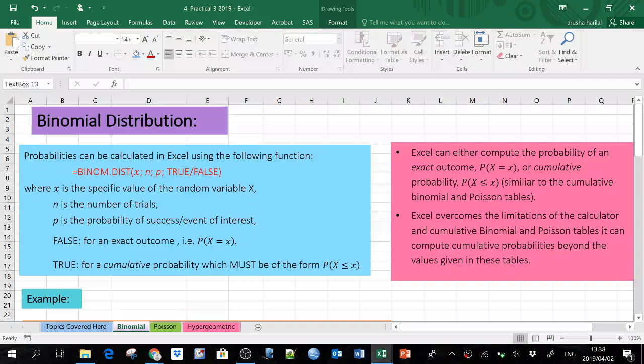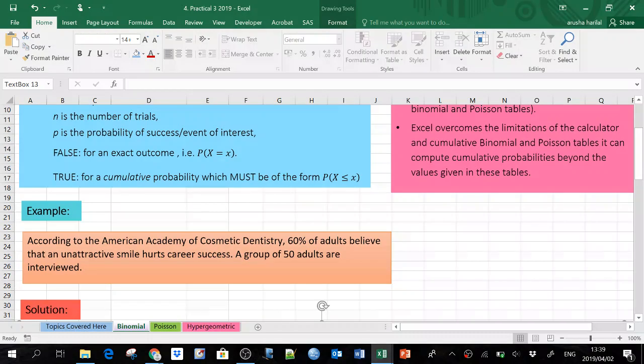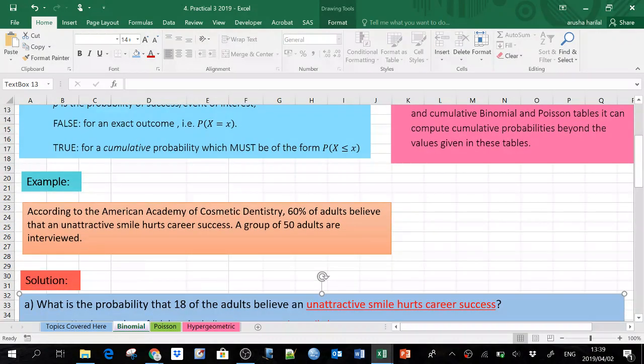If you are calculating an exact probability or outcome, you will use false, and true if you are trying to find a cumulative probability. But please note that it has to be in the form of the probability of X less than or equal to some small x, just as we had when we were using the binomial tables. So let's quickly look through this example.